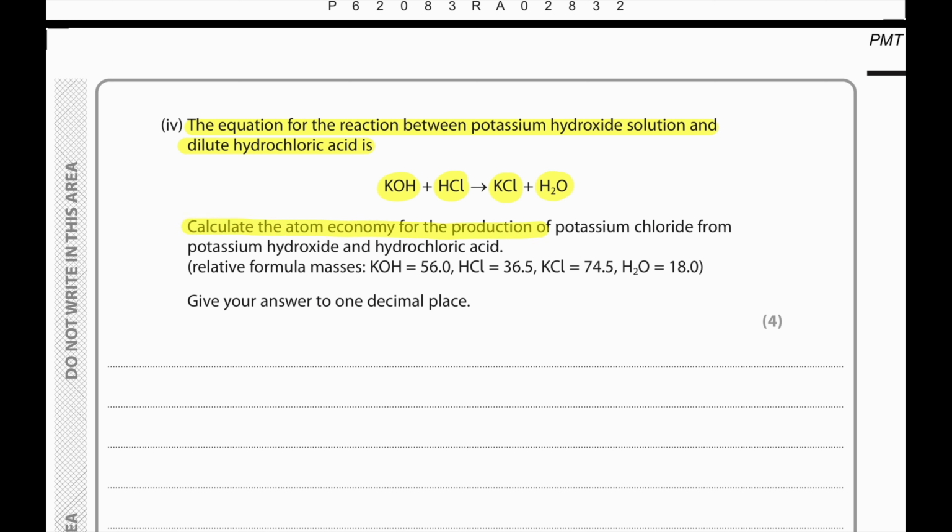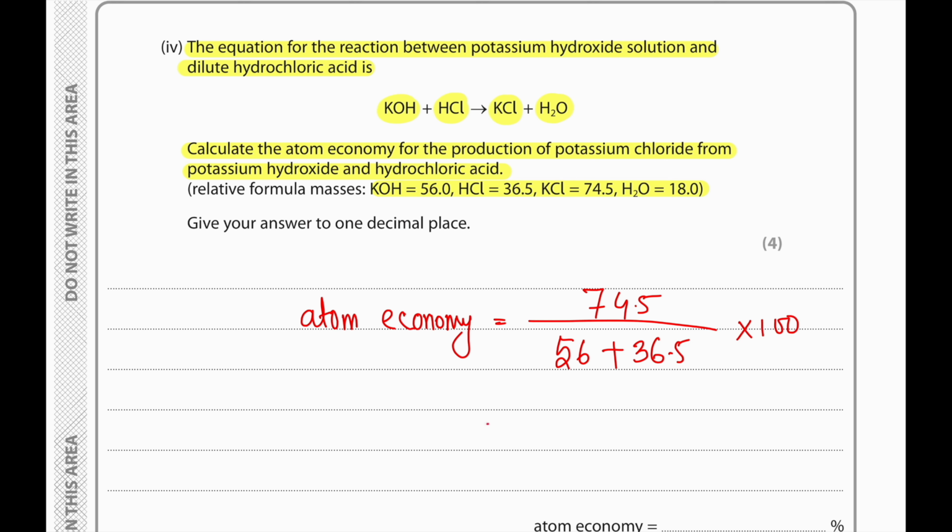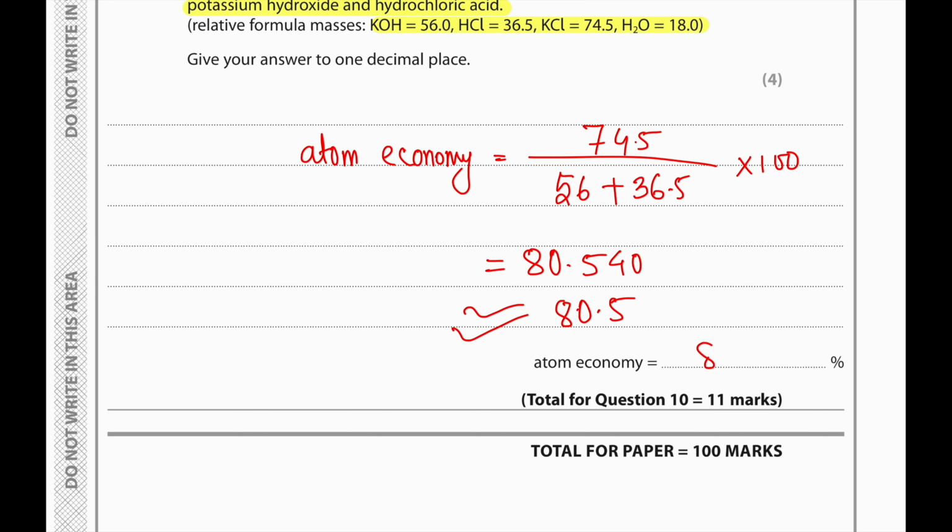Calculate the atom economy for the production of potassium chloride from potassium hydroxide and hydrochloric acid. The relative formula masses of these compounds are provided. In order to calculate atom economy, we put the mass of the desired product on top and the mass of all of the reactants at the bottom. So potassium hydroxide 56, hydrochloric acid 36.5, times 100. This gives us an atom economy of 80.540, which rounded to 1 decimal place is 80.5. So the atom economy is 80.5.